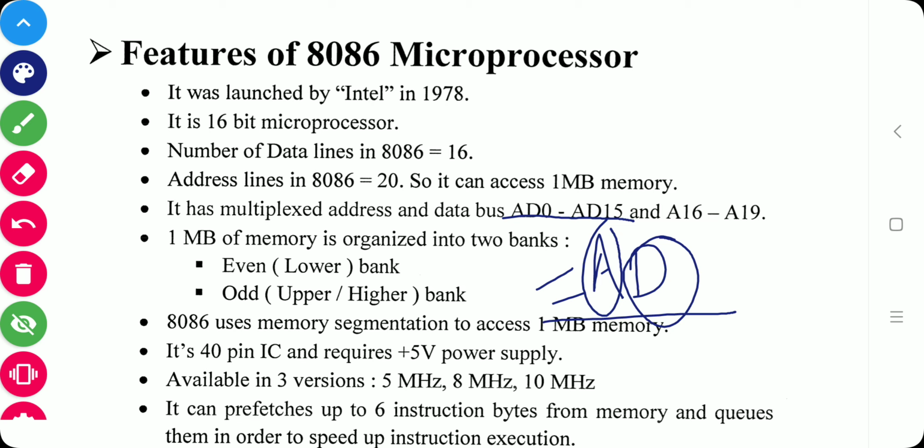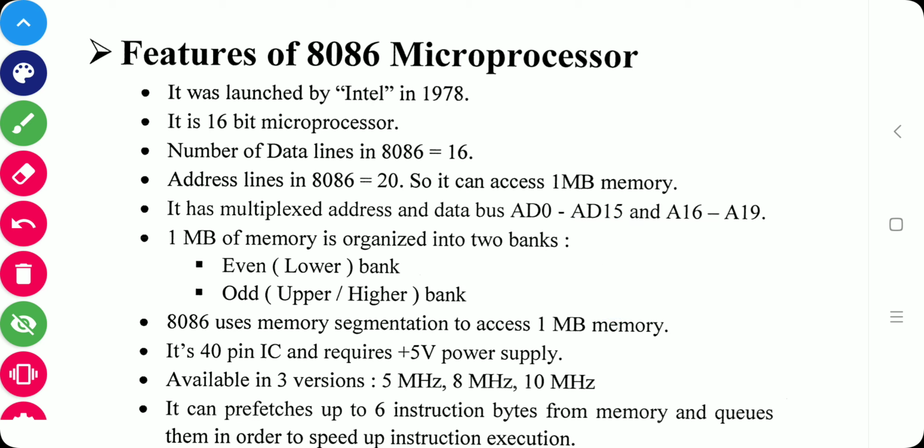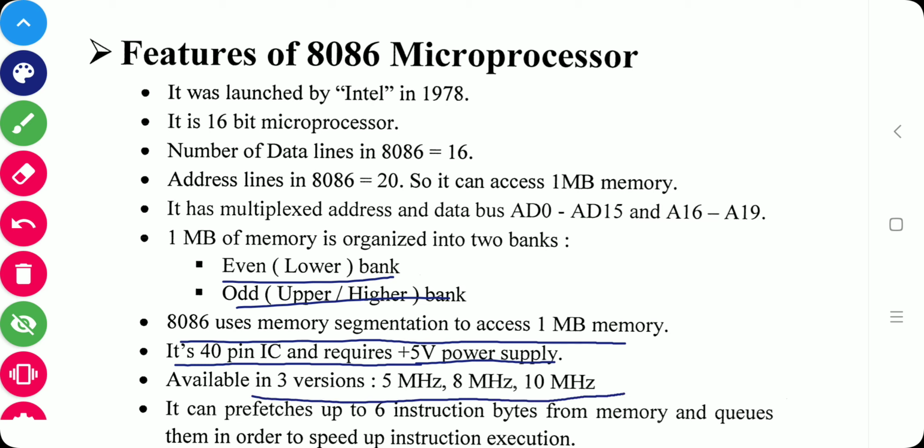Then the 1 MB memory is organized into two banks, even bank and odd bank. The 8086 uses the memory segmentation concept, in which the memory is divided into different segments. Then it is a 40-pin IC and requires a plus 5 volt power supply. It is available in 3 versions, 5 MHz, 8 MHz and 10 MHz.